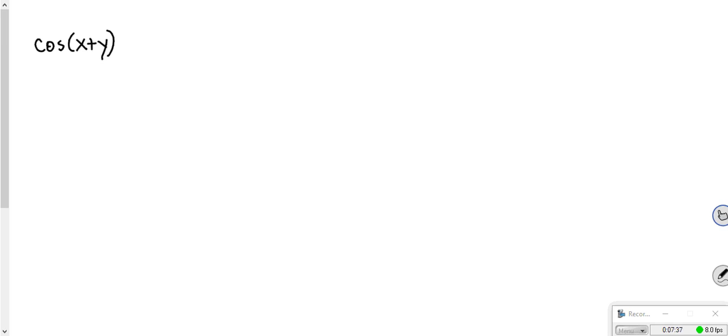I have cosine of x plus y plus cosine of x minus y, and I'm trying to verify that that equals 2 times cosine x times cosine y. Now, once again, I'm just going to focus on the left-hand side. Okay, so let's remind ourselves once again of our formulas for cosine.